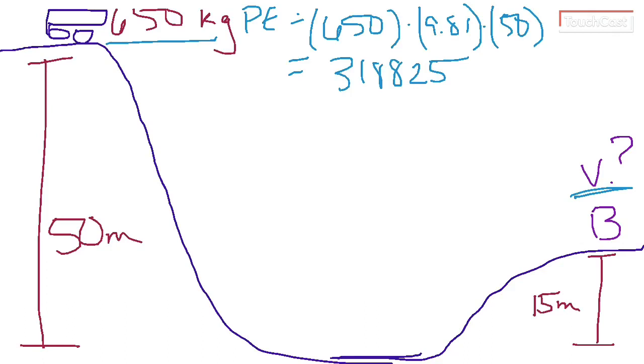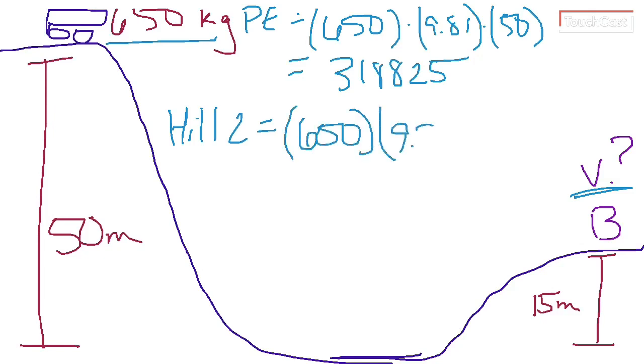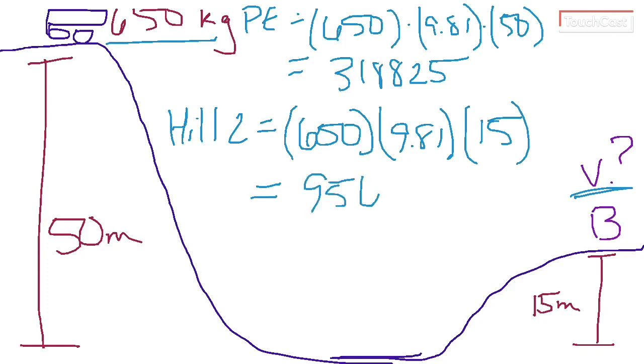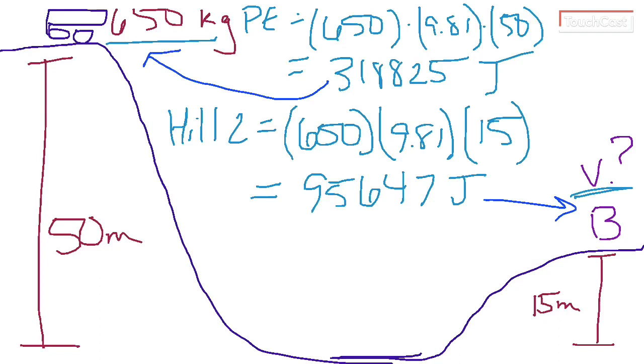And so what I want to solve for now is how much potential energy exists on my second hill. And so let's do hill 2 equals still 650, still 9.81, but we're only 15 meters off the ground. And so hill 2 possesses 95,647 joules. So if I have 95,647 joules of potential energy here, 318,825 joules of potential energy at the top of the hill, where did the rest of my energy go?